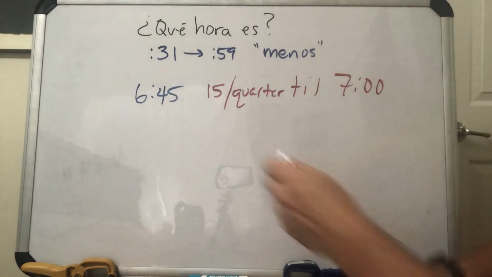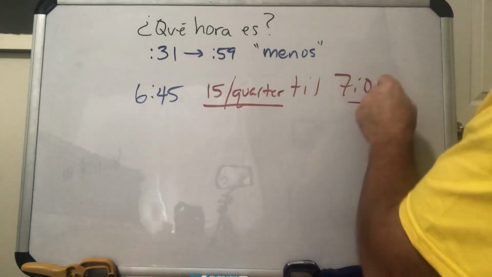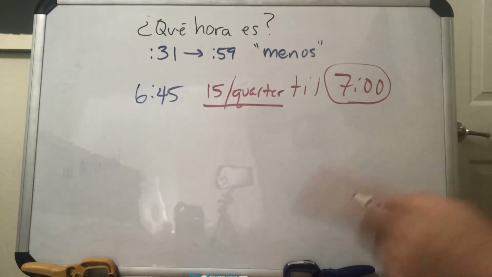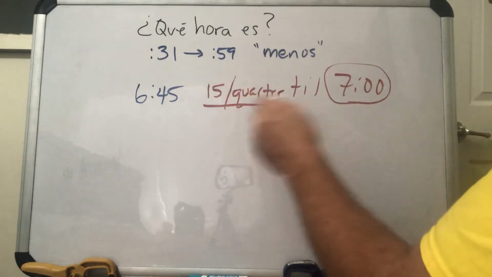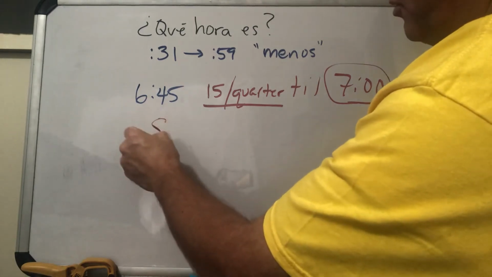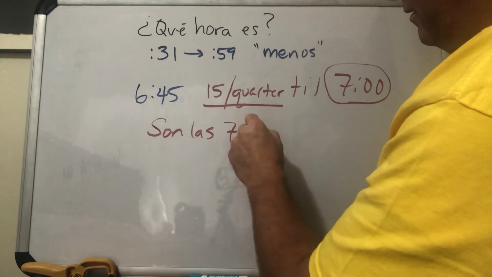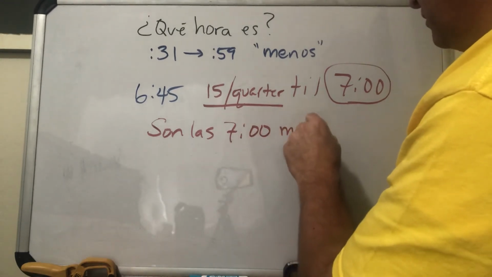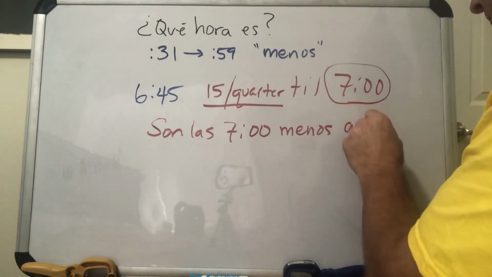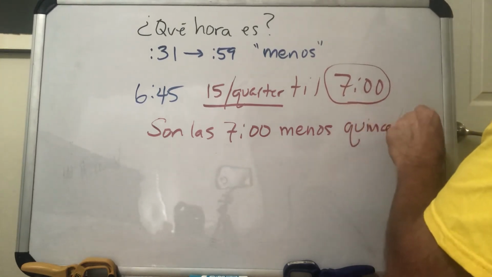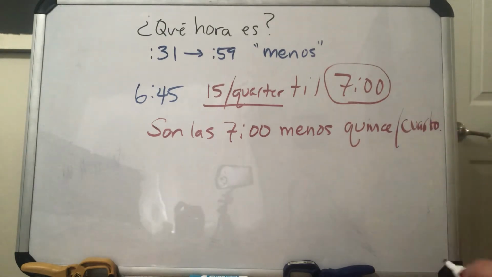Okay? So those are the numbers we need. We need quince or cuarto, and then the hour we're going to use is 7. But remember, in Spanish, the hour always goes first. So we have to flip these when we actually write it in Spanish. So we're going to say son las 7 menos quince or cuarto. Can I fit it in? There we go. Okay.